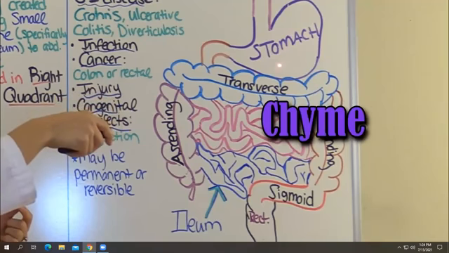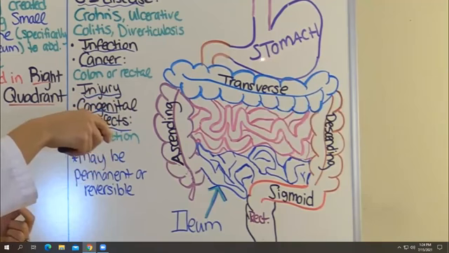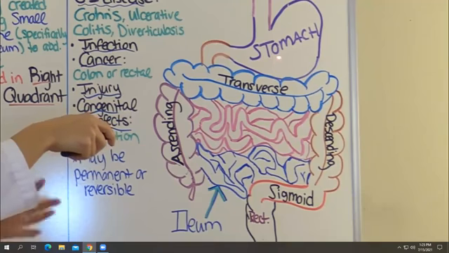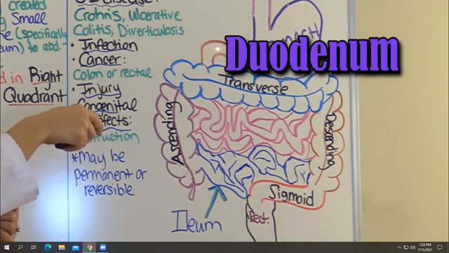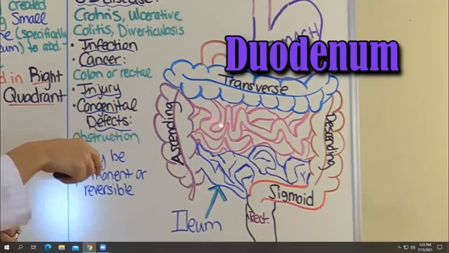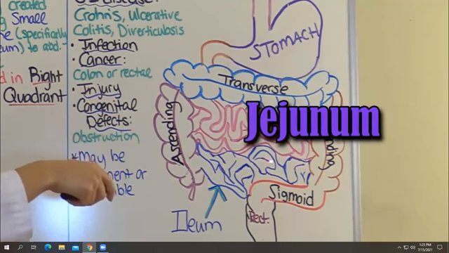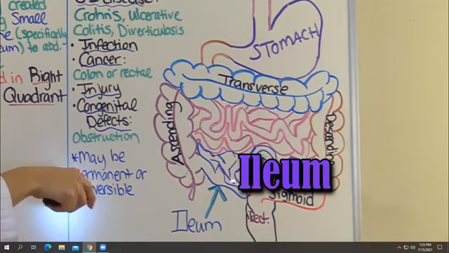Then it's going to go through the small intestine. And the small intestines are responsible for absorbing and digesting your food. That is its huge role. So the food's going to enter into the first part of the small intestines called the duodenum. Then it's going to flow down through the jejunum. And then it's going to go through the last part of the small intestines called the ileum. And the ileum is where our ileostomy will be.